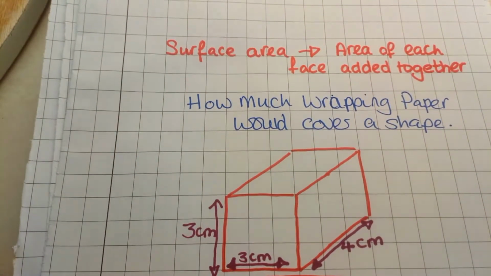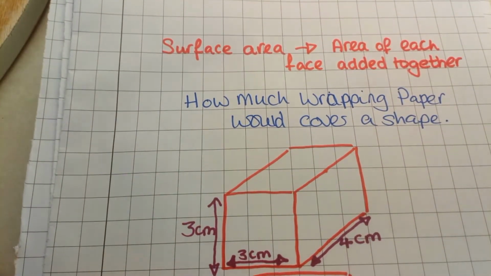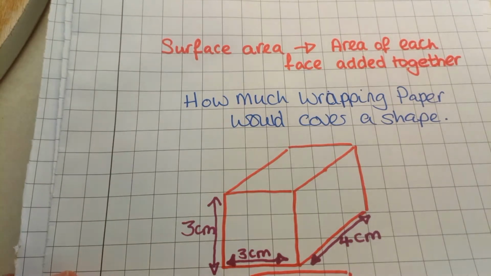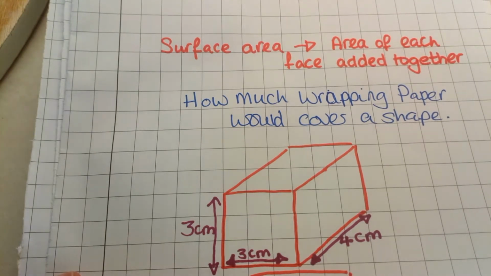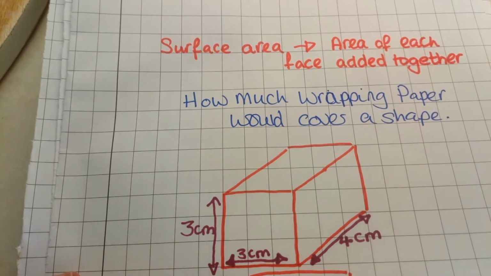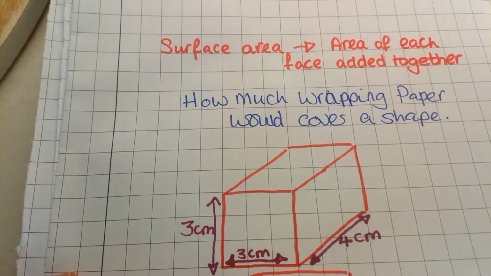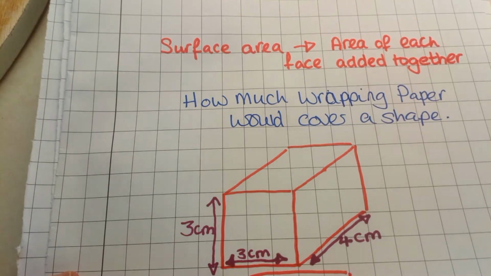Good morning. So today we're going to look at surface area. Surface area of a shape is basically how much wrapping paper you would need to cover the shape, or paint if you were painting a box or something. And it's the area of each face added together.